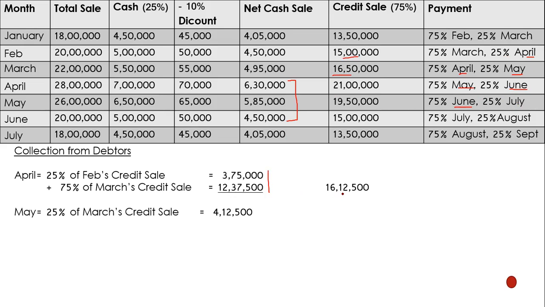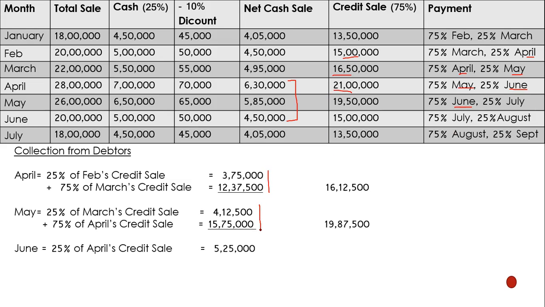Same way we will consider May. In May, 25% of March, 16 lakh 50,000, 25% is equal to 4 lakh 12,500, and 75% of April, of 21 lakh, is equal to 15 lakh 75,000. So total is 19 lakh 87,500. Same way in June, 25% of April, 25% of 21 lakh is equal to 5 lakh 25,000, and 75% of May, means 75% of 19 lakh 50,000, is equal to 14 lakh 62,500, and total is 19 lakh 87,500.